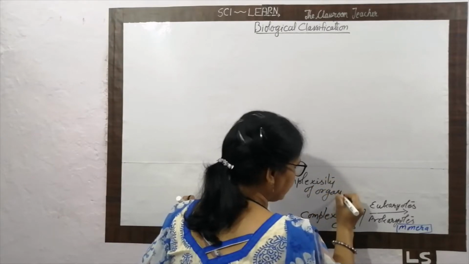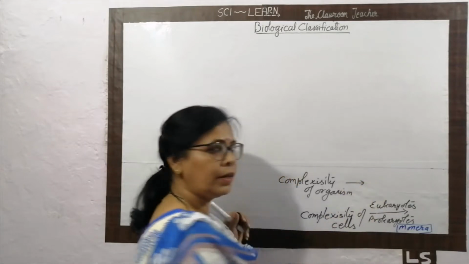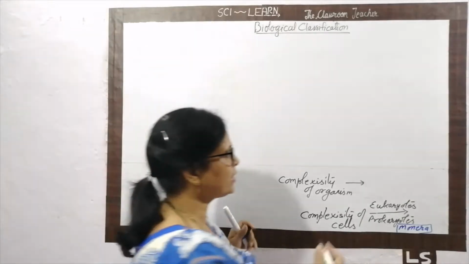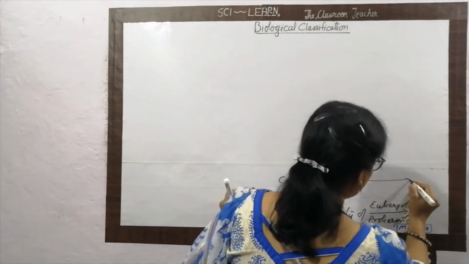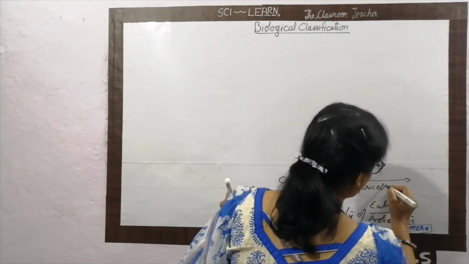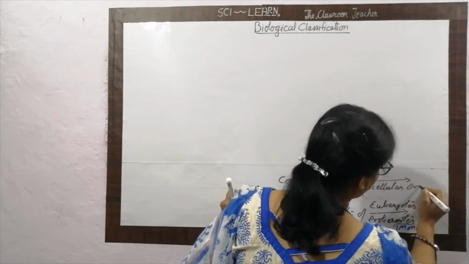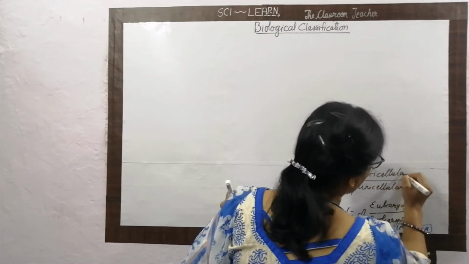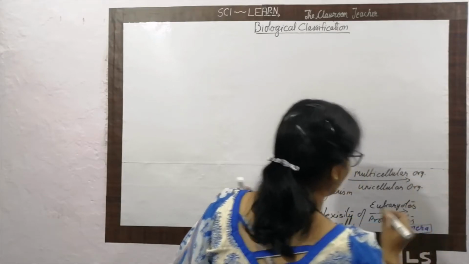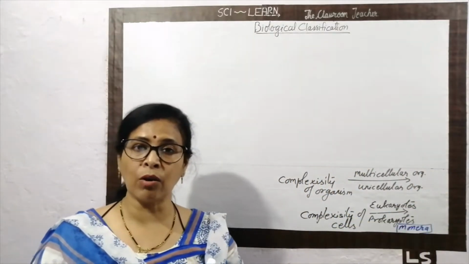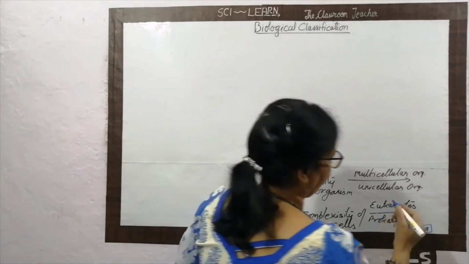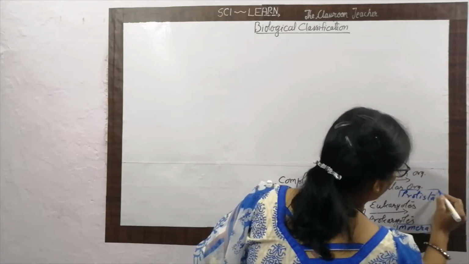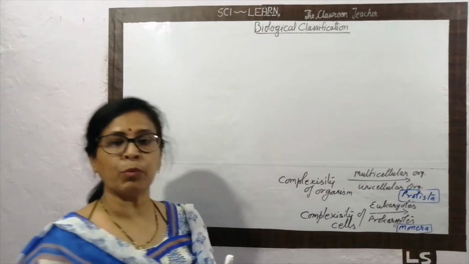When the complexity of organisms starts, what happened? The organisms are converted into unicellular first, then into multicellular. The unicellular organisms are formed and multicellular organisms are formed. Multicellular organisms is the complex level. When the unicellular organisms are formed, they call them the protista. This is the second kingdom proposed by Whittaker.